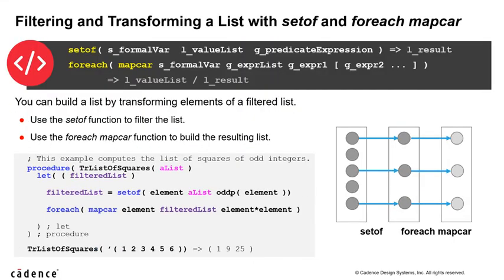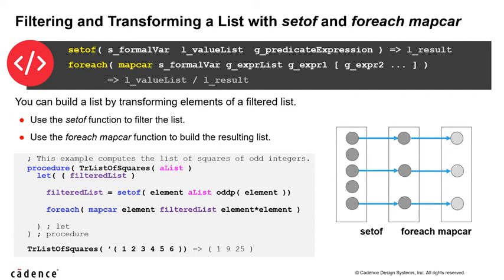Next, let's look at combining setof and foreach mapcar together. So we'll be transforming elements of a filtered list. So first of all, we're going to use setof to filter the list and just select the items we want. And then we'll use foreach mapcar to manipulate each element in the list. If you look in the notes section, you'll see a little example of this.